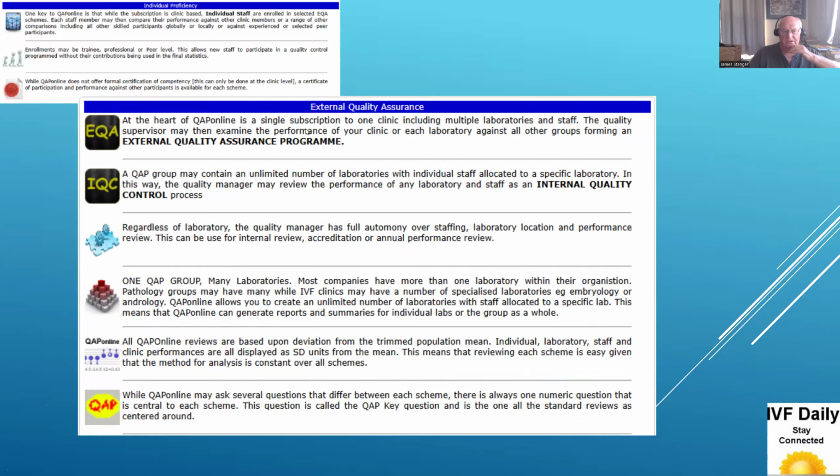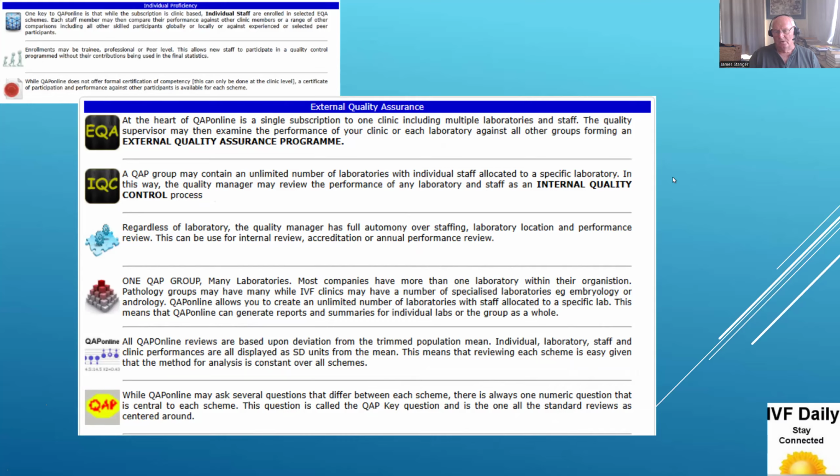At the heart of QAP is a single subscription of one clinic that may include multiple laboratories and staff. The quality supervisor, or one staff member nominated as the supervisor, may then examine the performance of your clinic or each laboratory against all other groups, forming an external quality assurance program. A QAP group may contain an unlimited number of laboratories with individuals allocated to a specific laboratory. In this way, the quality manager may review the performance of any laboratory staff as an internal quality control process. It's just in the reporting option.